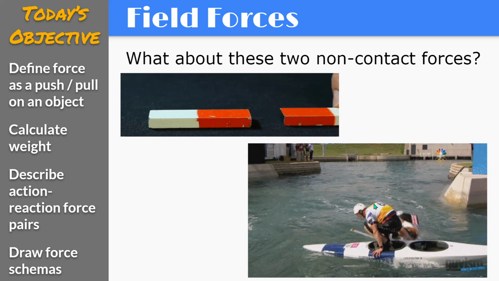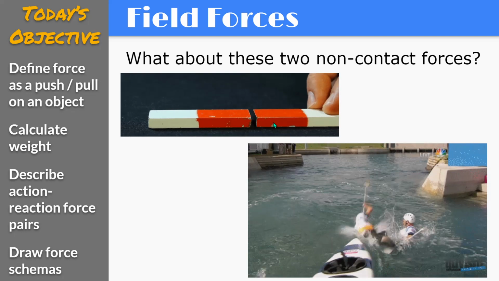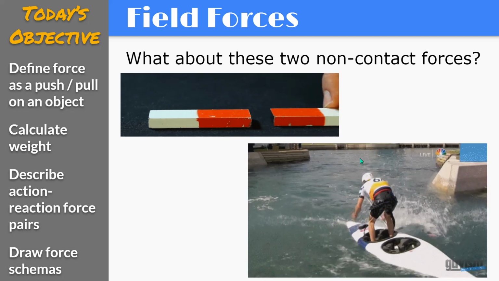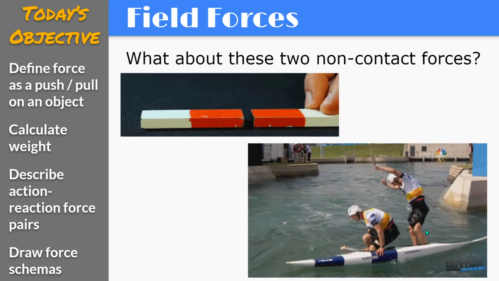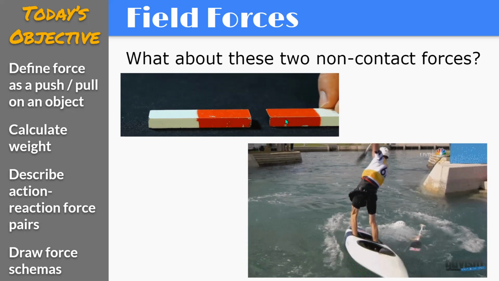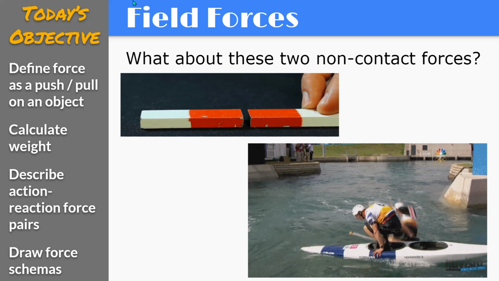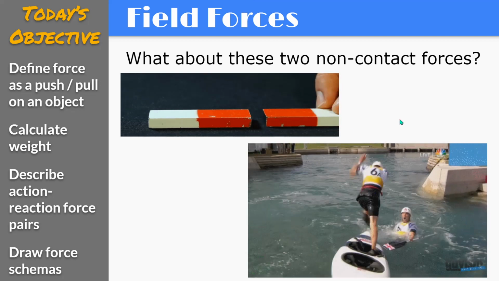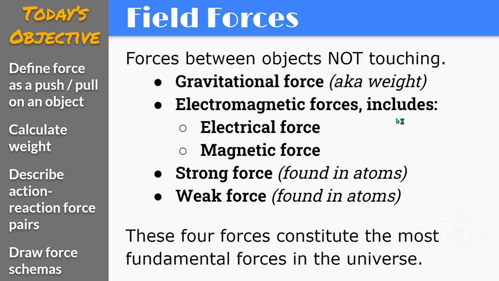That guy's falling out of a kayak. But you can have these forces without being in contact: the earth pulling down on a person, or magnets in this case pushing each other away, although they could also pull toward one another if you flipped that around. We'll talk more about magnetism next semester. Okay, but these are the forces between objects that are not touching, so these are your field forces, and there are only 4 of them.